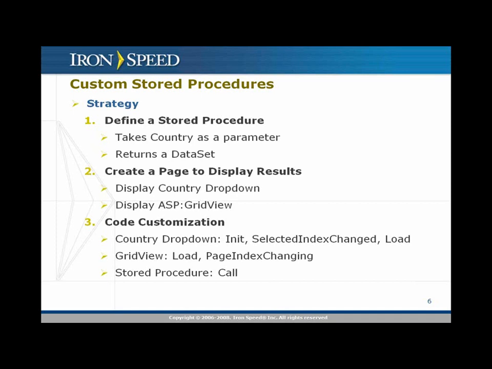Then we're going to take the grid view, and we're going to do two things there. We're going to implement a load method, which is simply going to call the stored procedure and then attach the data source of that grid view to the results returned by the stored procedure. And then we're going to handle a page index changing so that when the user presses the next or the previous button, a new set of data is loaded for me.